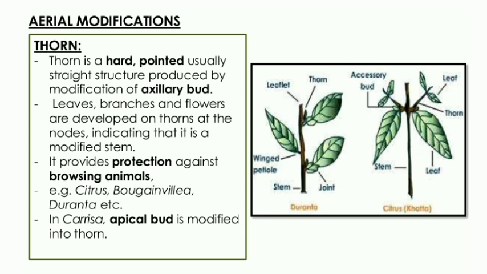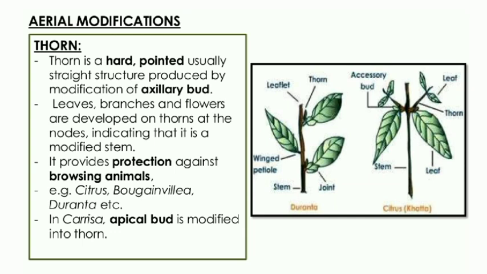Hence, thorn is a modified stem, right? And thorn provides protection against browsing animals, meaning the herbivorous animals which feed on the plant. So the plant wants to protect itself from those animals. For that purpose, some plants will produce thorns. Examples here are citrus, bougainvillea, Duranta, etc.